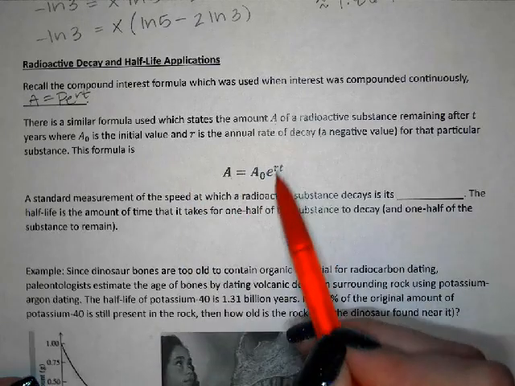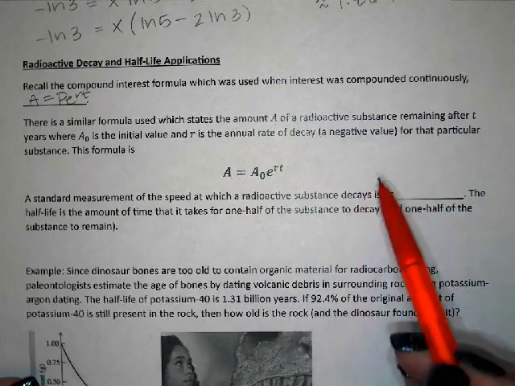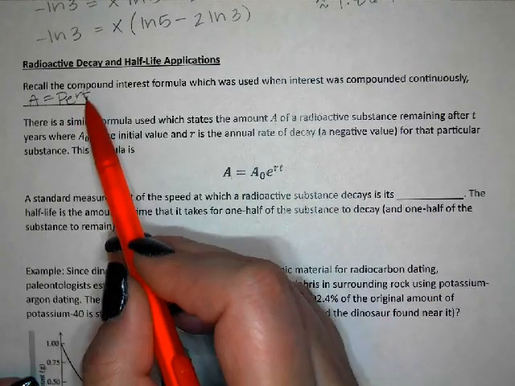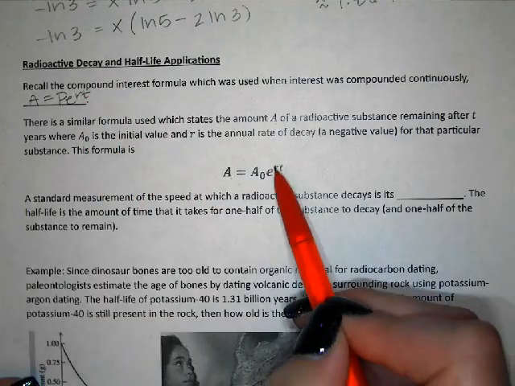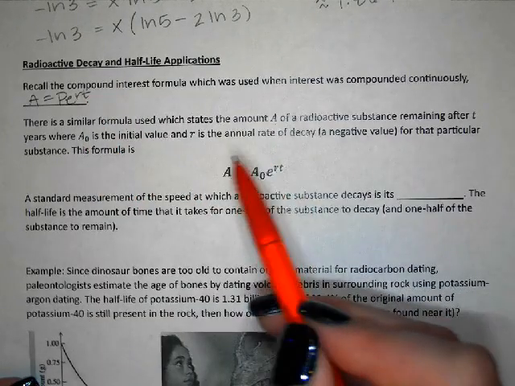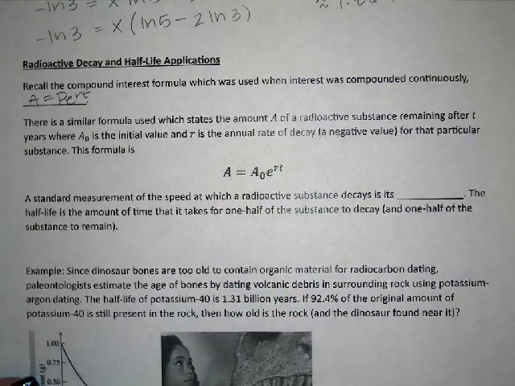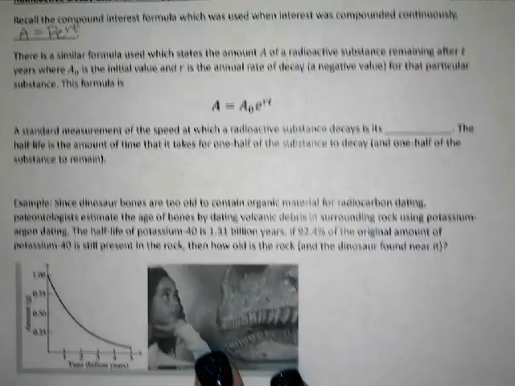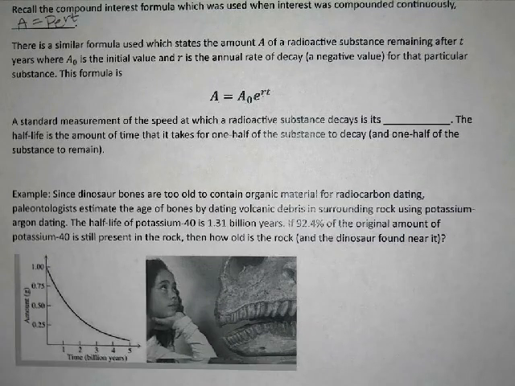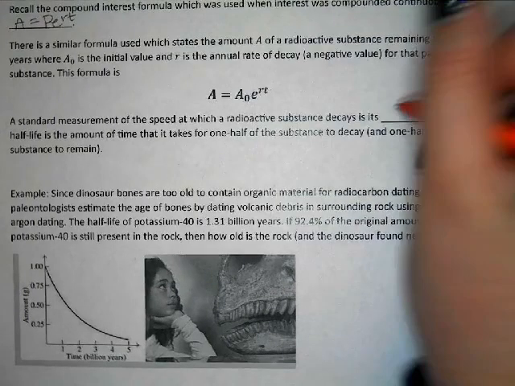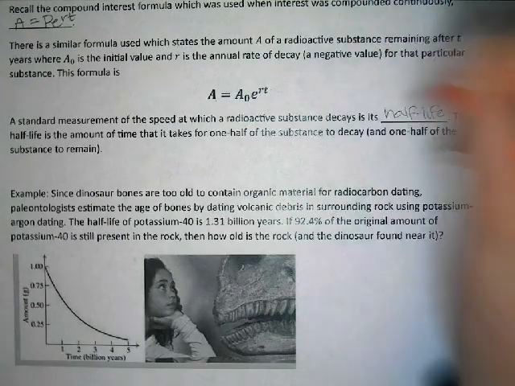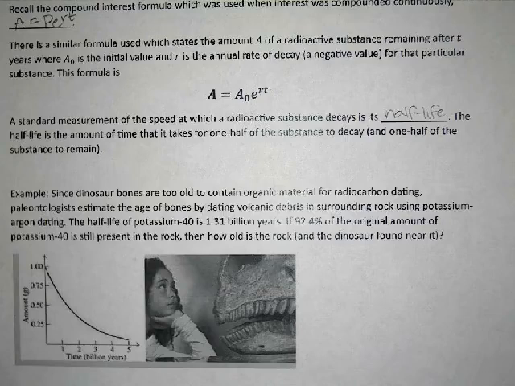So here we were talking about interest, and so accounts were growing. We had positive values for the rate. Here we're going to have negative values for the rate because something's going to be decaying or decreasing in value for that particular substance. Here's our formula. A standard measurement of the speed at which a radioactive substance decays is its half-life. And you've probably heard of this in a chemistry class. The half-life is the amount of time that it takes for 1/2 of the substance to decay, which means that 1/2 of the substance would remain. 50% of it's gone, 50% of it's still there.